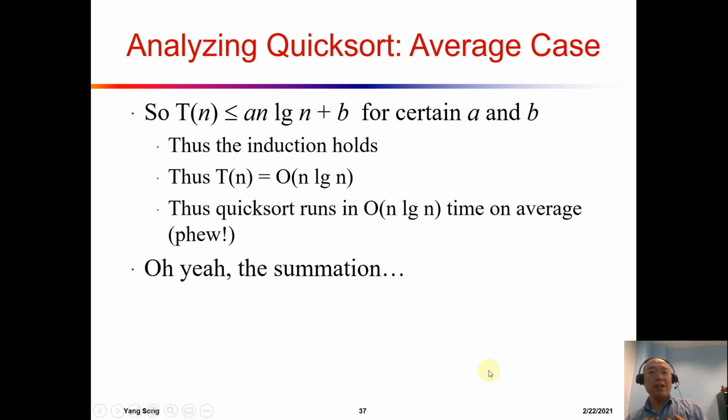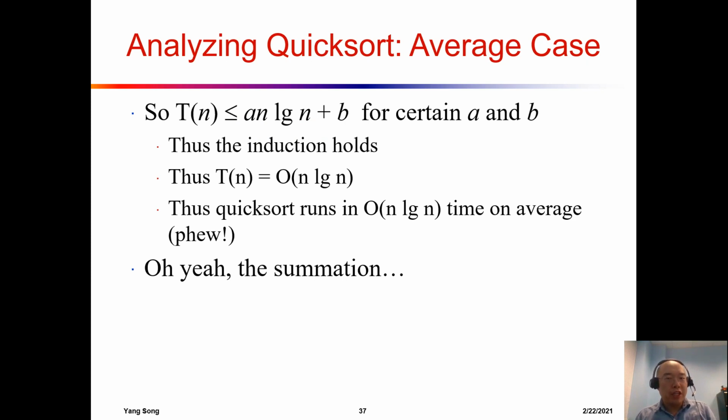So it seems our work is done. We have proven that, when we consider all the possible partitions from 0 to n minus 1 all the way down to n minus 1 versus 0, using the probability, the T(n) for the average case of quicksort is still smaller or equal to a n log n plus b. So that is an O(n log n) algorithm.